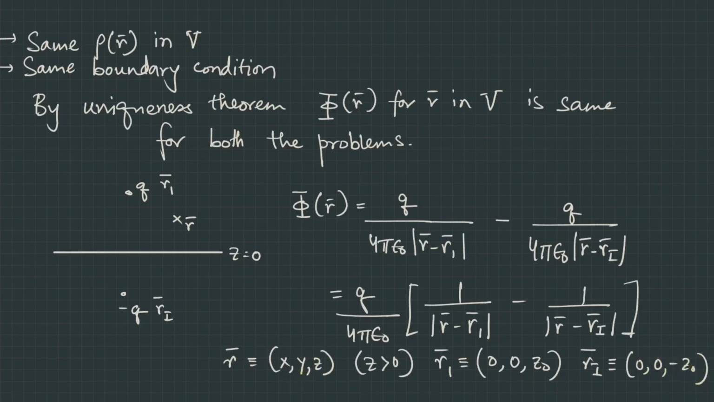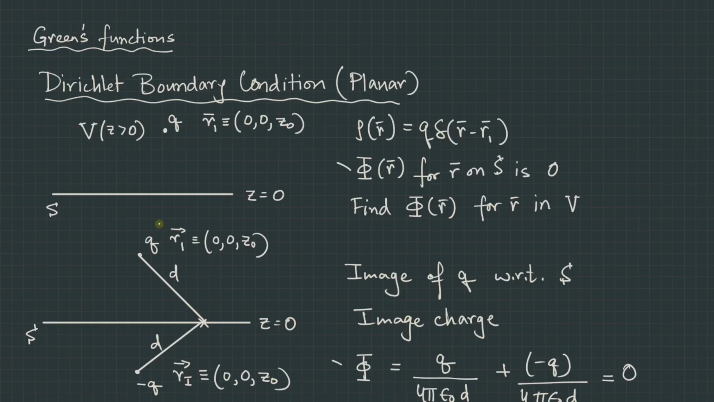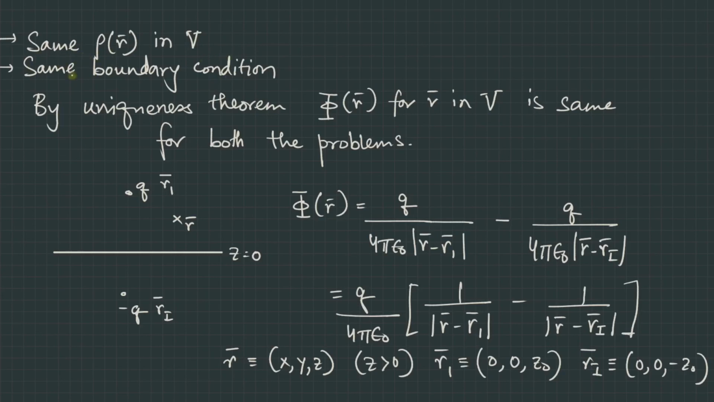So we have solved our problem of the Dirichlet boundary condition by converting it into an alternate problem with the similar charge density and boundary condition, which is much easier to solve, and we have finally just solved our problem. So this method of solving is called the method of images for obvious reasons.